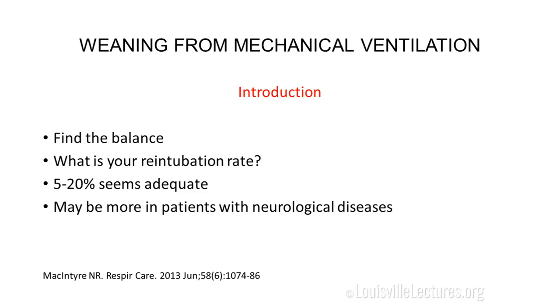So you got to find a balance. So you got to ask yourself, what is the reintubation rate? And I can tell you that in most studies, the reintubation rate is between 5 and 20%. So having a reintubation rate of around 10% seems adequate. If it is lower than that, maybe you're not attempting enough to get your patients off the ventilator. If it is more than 20%, then maybe you're being too aggressive. This rate may be a little bit high in patients with neurological diseases.